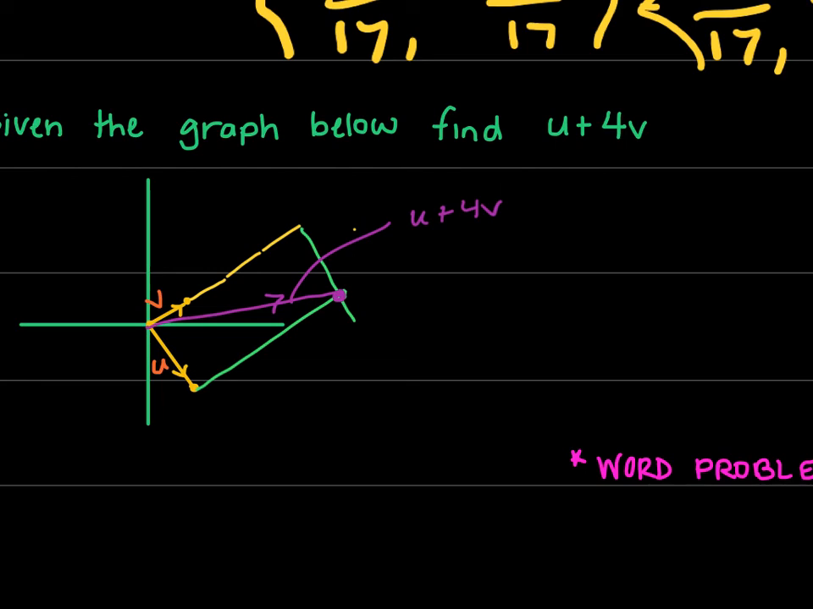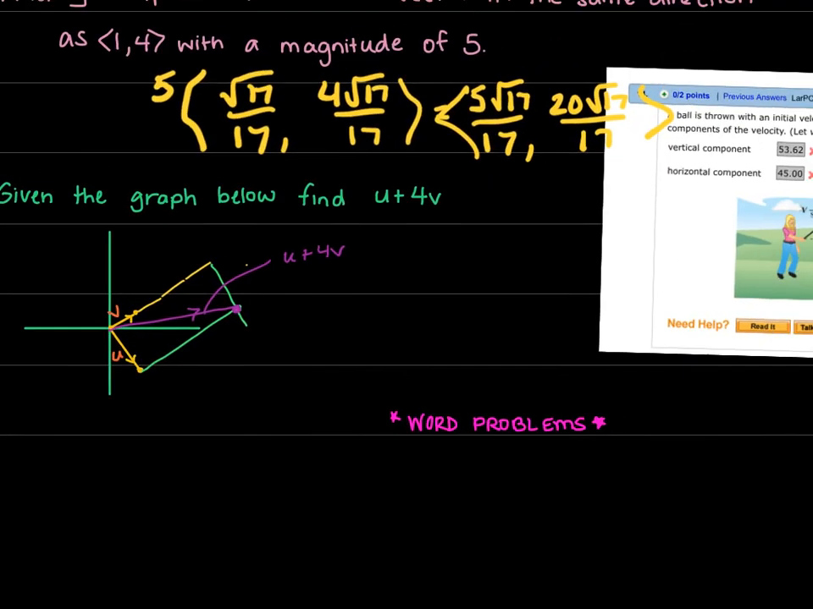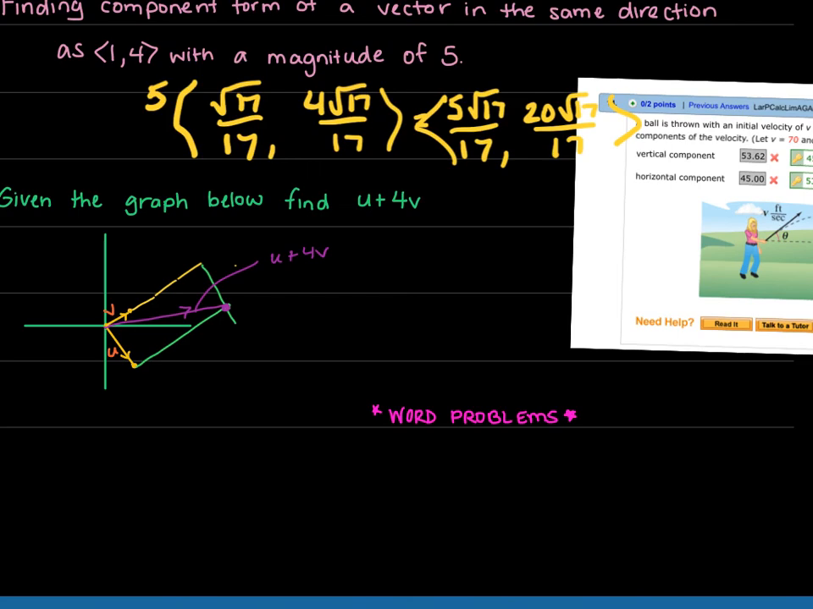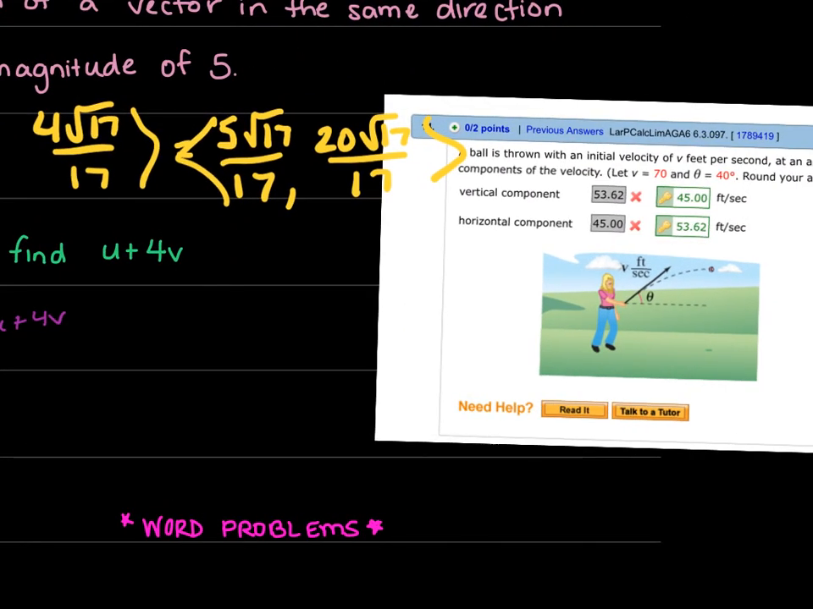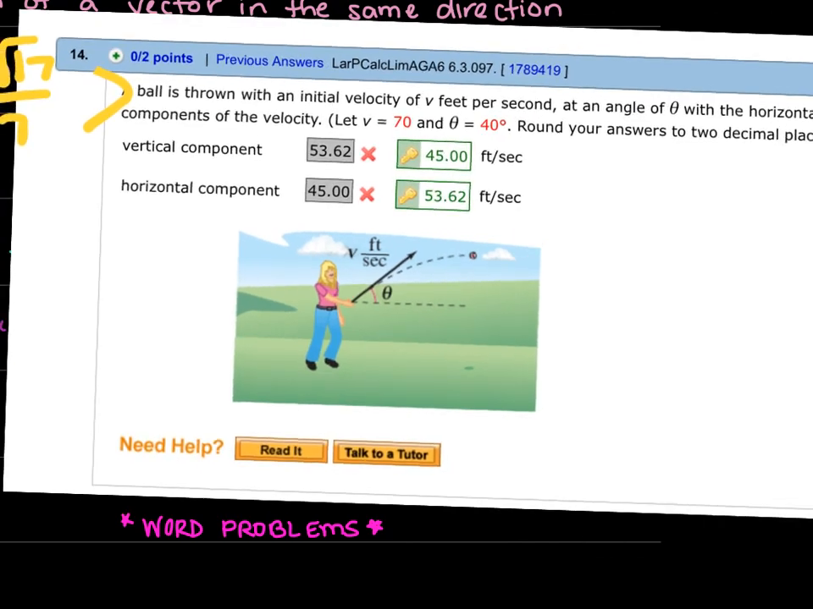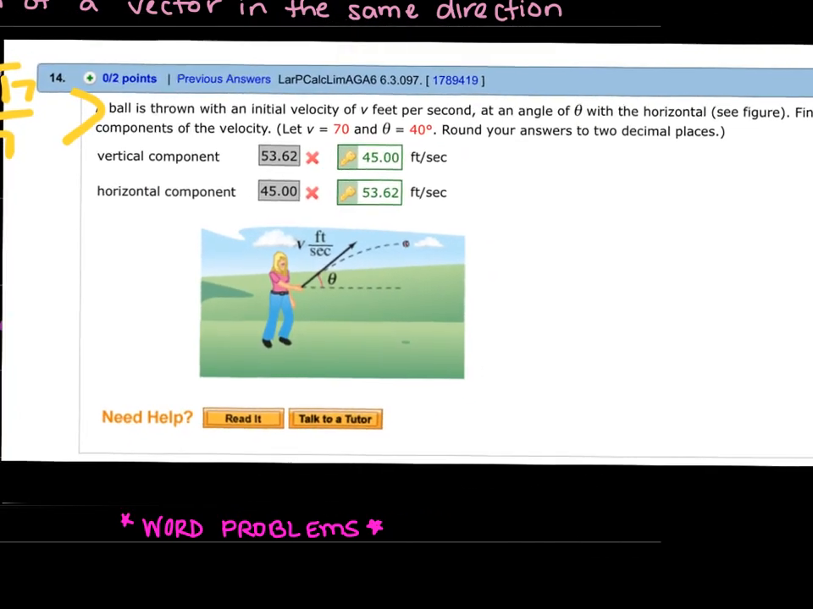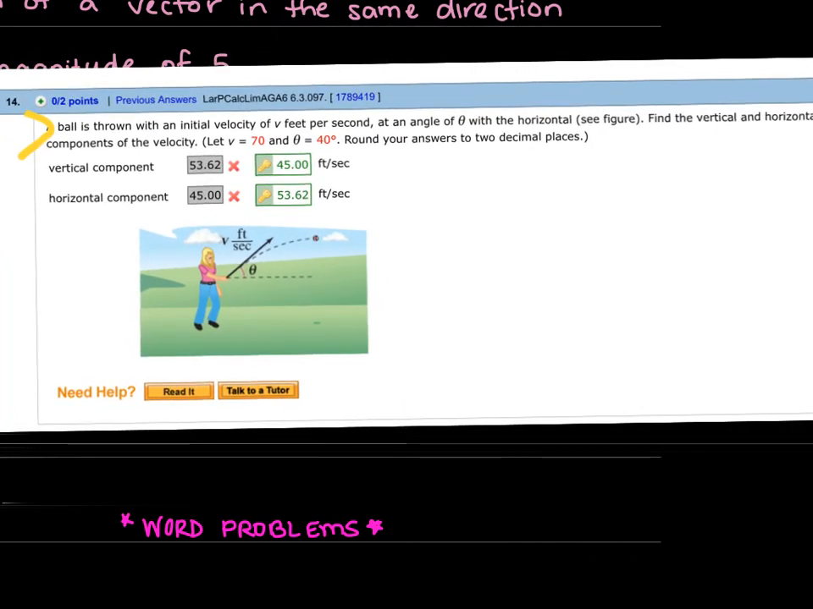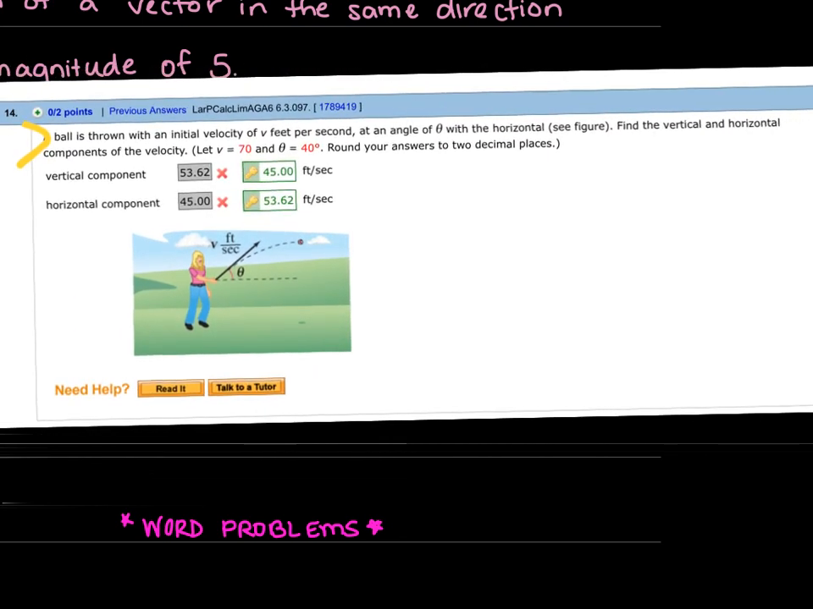And then you had some vector word problems in here, which throw you off because of the language of them, but really they're just right triangle trig problems, okay? So I screenshot the one that had a lot of questions on the homework. This was number 14, okay? It said a ball is thrown with an initial velocity of v feet per second at an angle of theta with the horizontal. Find the vertical and horizontal components of the velocity.